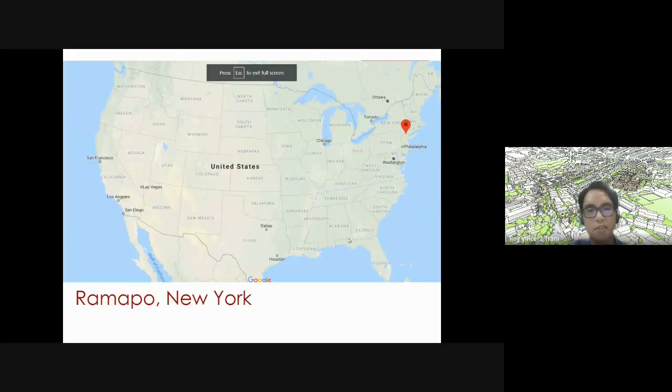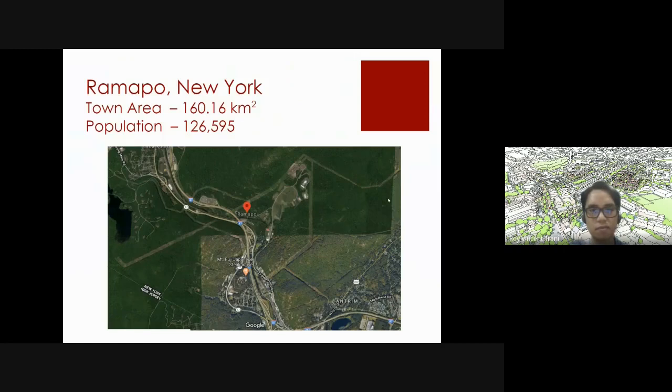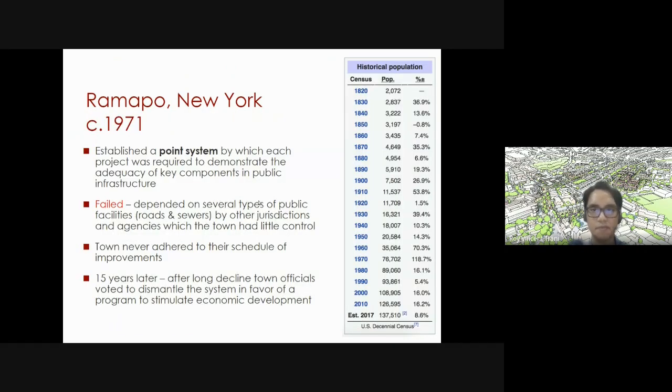So I'll just show you two examples so it doesn't take too long. So this is Ramapo in New York, a little bit north of New York. If you look at the area today, it's mostly rural, and it has an area of 160 square kilometers and a population of 126,000 people.